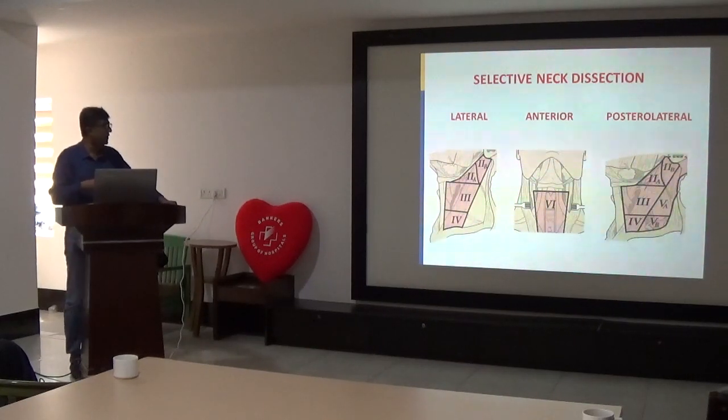Selective neck dissection is lateral, anterior, or posterolateral. Lateral is you don't touch the level 1 node, you remove level 2, 3 and 4. Removing level 6 is anterior, and posterolateral is level 2, 3, 4 and 5. So this is selective neck dissection.